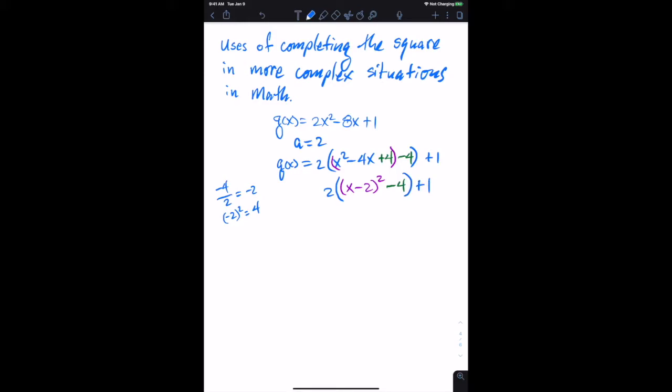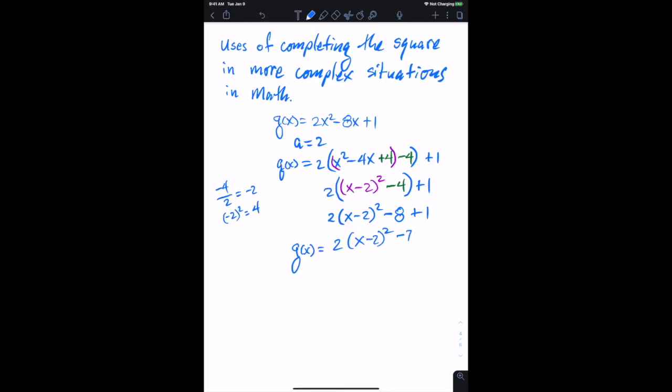The next step is to multiply using the distributive property that 2. So when we do that, we get 2, and we can't multiply that into the squared expression, so we just write the squared expression. And then minus 8, because negative 4 times 2 is negative 8, plus 1, it comes from the outside. And now we can combine the minus 8 plus 1 and call that minus 7. And this is 2 then times x minus 2 squared, and that's my g of x.